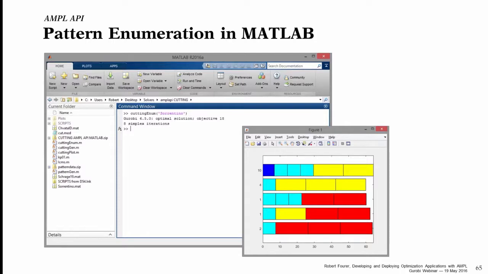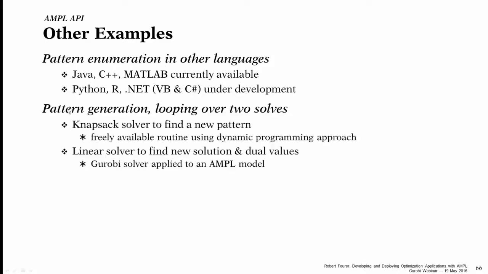Okay? And I could do the same thing for pattern generation. In that case, where I did that little knapsack problem, I could use some library routine to do knapsack problems quickly instead of making another whole model out of it. So I have an example of that as well in MATLAB and Java, but in the interest of time, I won't present it here. So let me just say that we currently have Java, C++, and MATLAB in which you can do this pattern enumeration, and we're working on a variety of other languages. Our goal is to have APIs for all the languages that are really popular. And then you can do the same things in pattern generation as I just mentioned.